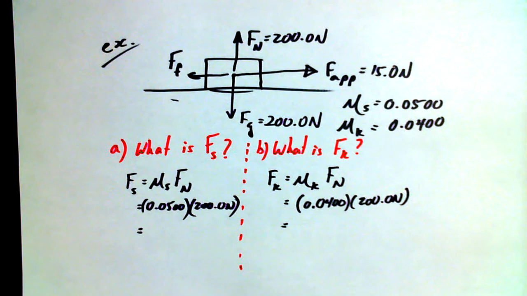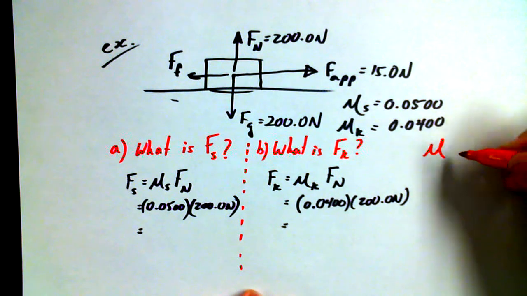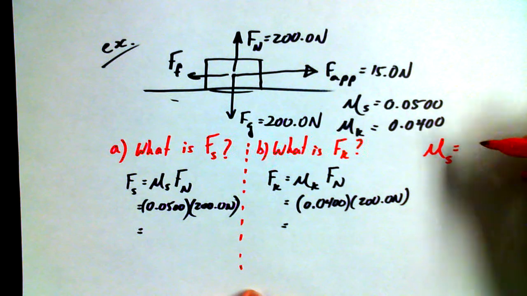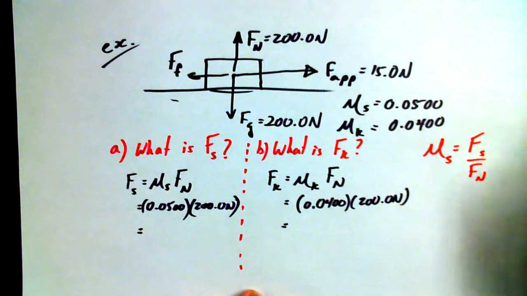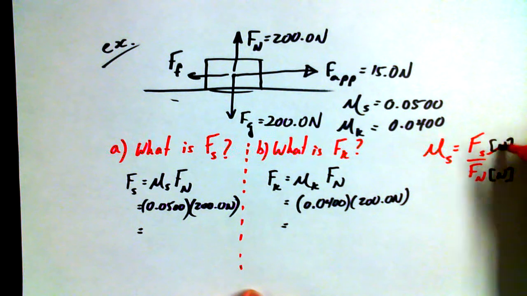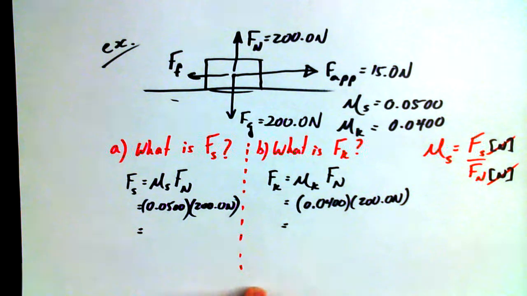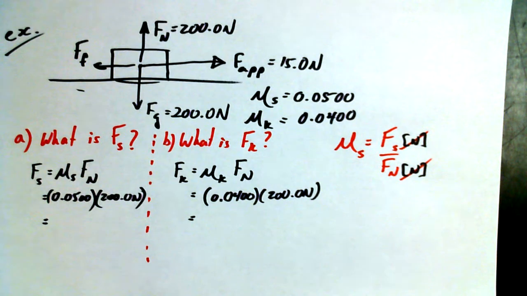Somebody asked, sort of whispering to a buddy, what are the units on the coefficient of friction? There are no units. Well, I'm getting there. I want to point out that mu s, as we said before, was equal to Fs over F normal. And keep in mind that the units for Fs are newtons and the units for Fn are newtons. So Sam's right. The units cancel out and the coefficient of friction is a unitless value. Okay?